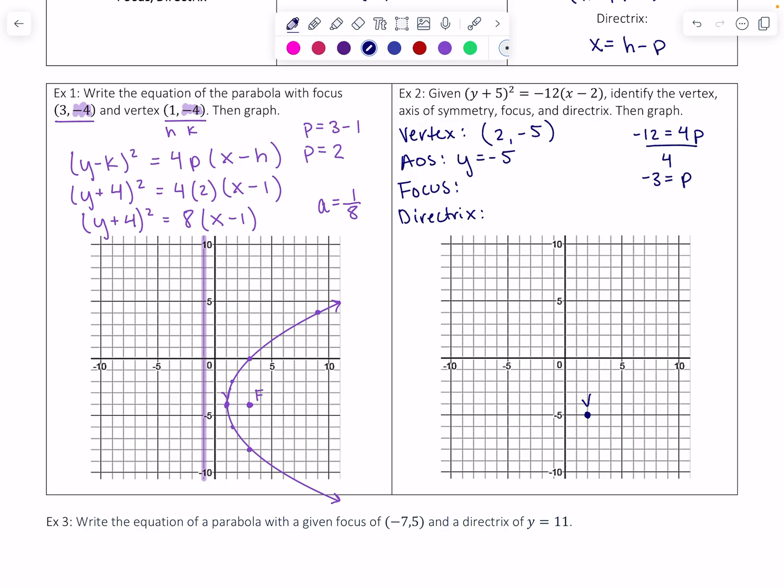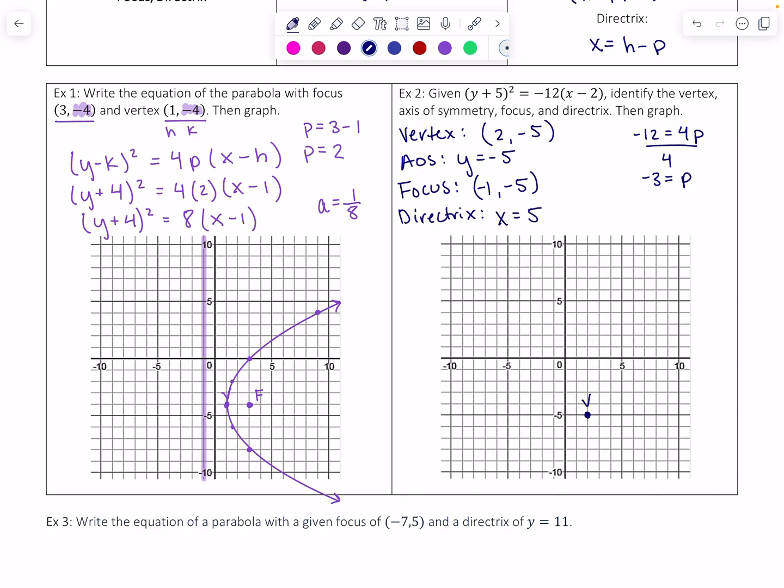For our focus, we're going to be moving in the -3 direction, and for our directrix, we use a +3 direction. So our focus is now going to be at the point 2 minus 3, so we now have -1, -5. And our directrix is going to be at 2 minus -3, so x is equal to 5 on this one.